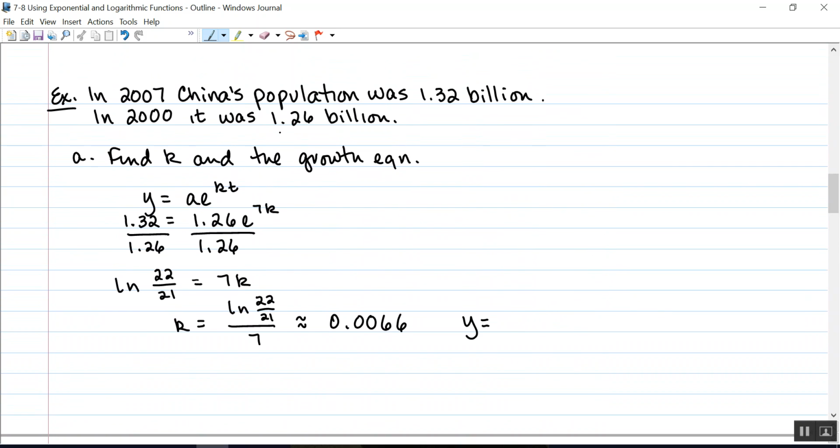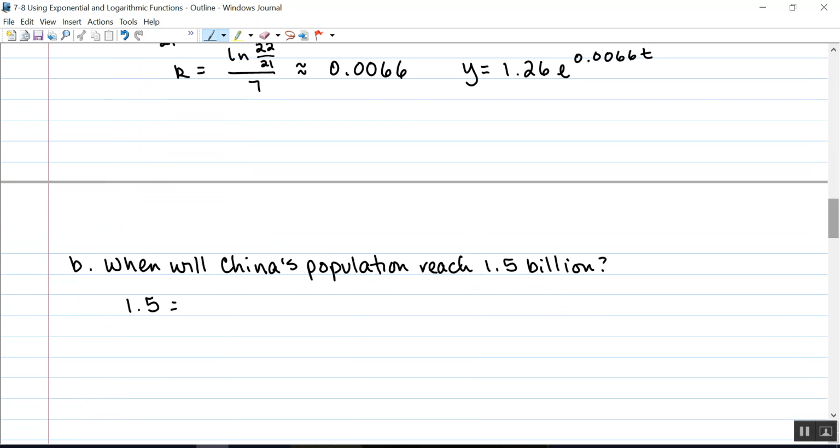My original amount is 1.26 e to the 0.0066 t. Sorry about that. I did know what the original amount was in the year 2000. Okay, now that's the formula I need to use here. So my y is going to be 1.5, and then I'll use this formula here, 1.26 e to the 0.0066 t, and now I have to solve that for t.